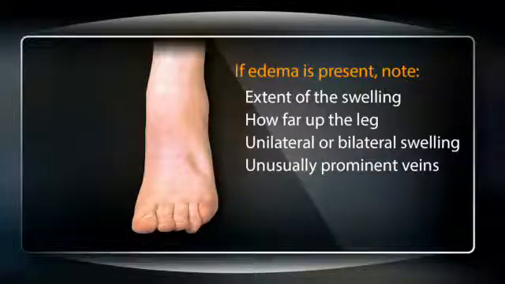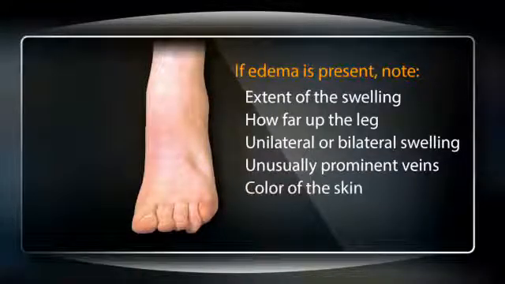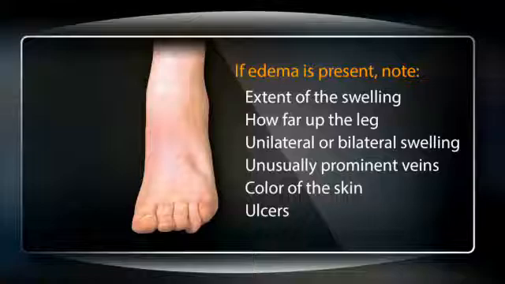Are the veins unusually prominent? Note the color of the skin for redness or brownish areas near the ankles. Also note any ulcers arising from venous stasis or arterial insufficiency.